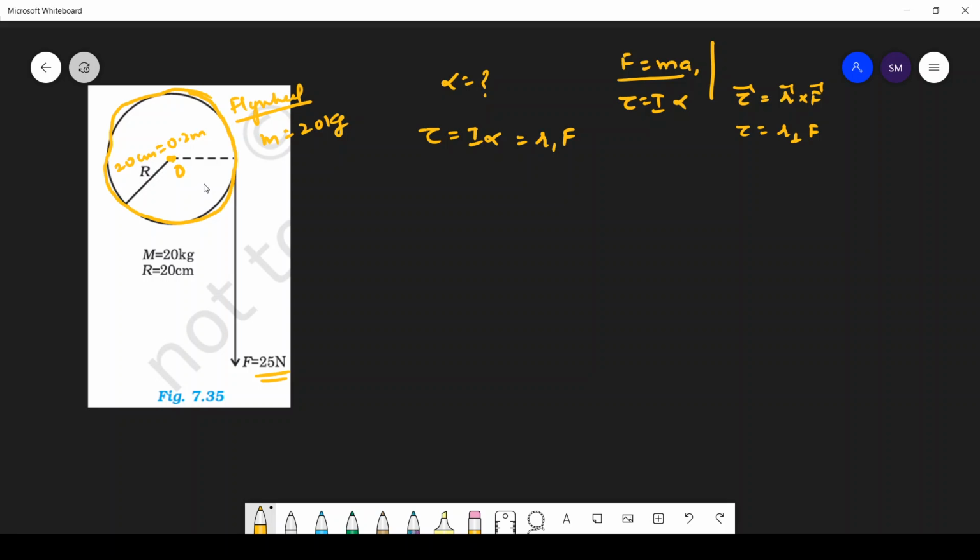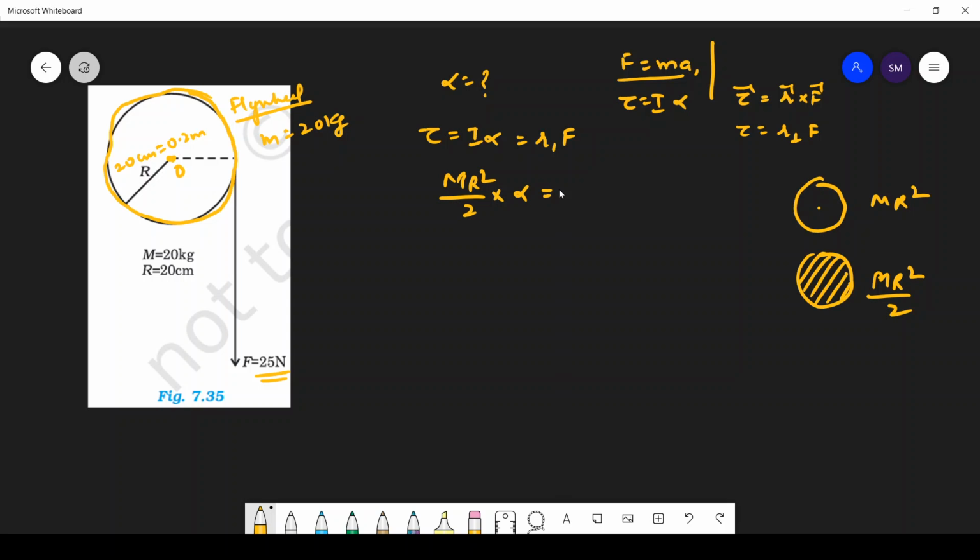We just discussed it today. So it's the flywheel. If it was a ring, then it would be mr square, but it's a flywheel. So it's all solid. So its moment of inertia is mr square by 2, into alpha. You have to find R perpendicular.